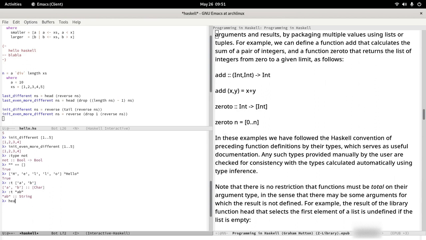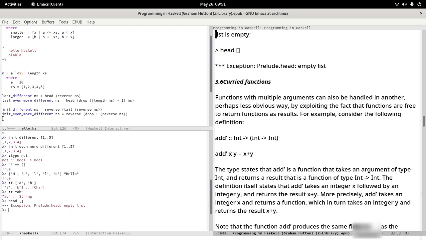I wonder, oh yeah, exception. Oh, he was going to do that.